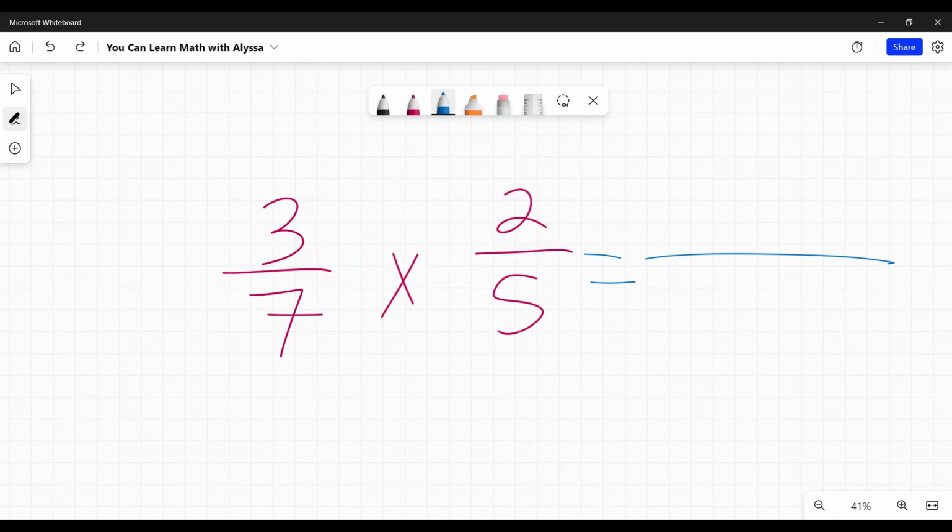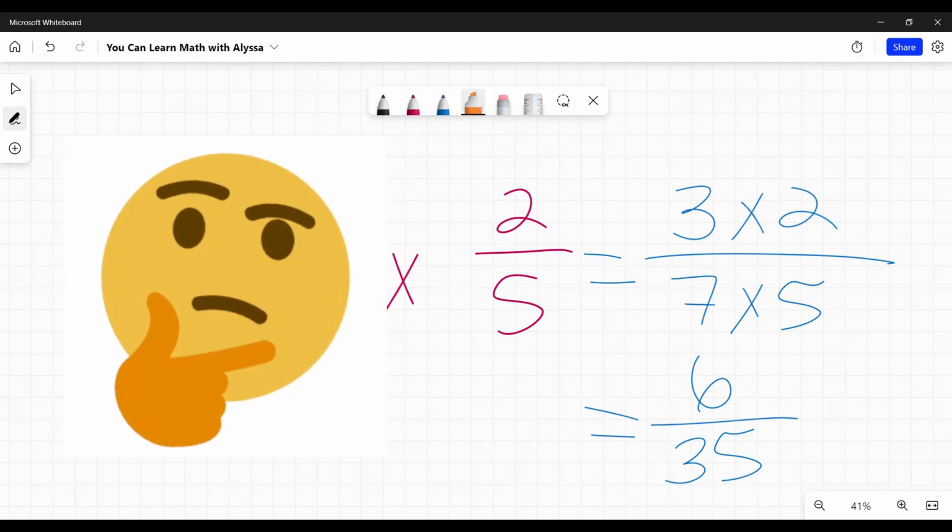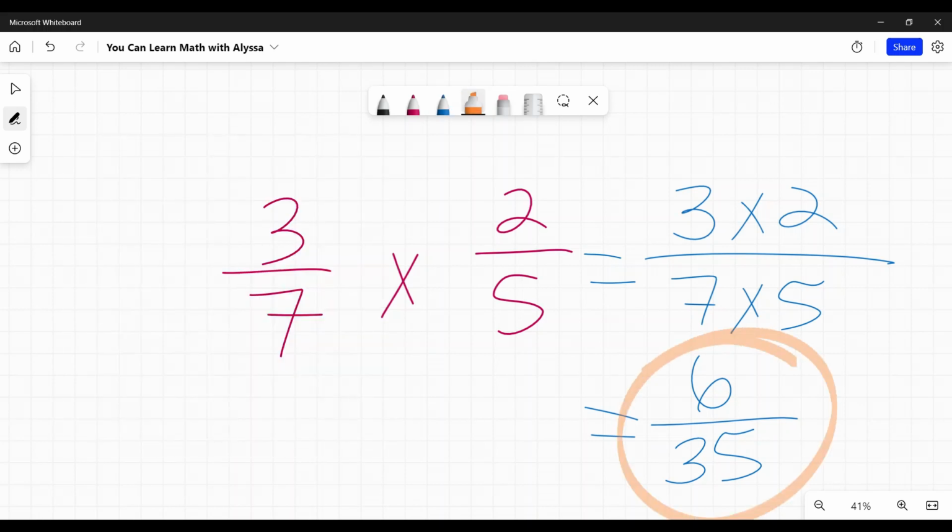But again, the process you're going to do every single time is you're going to multiply the numerators, the numbers on top, and you're going to multiply the denominators, the numbers on the bottom. In this case, 3 times 2 is 6. That's my new numerator. And 7 times 5 is 35. That's my new denominator. And you are always, always, always, do not forget this, you are always going to look at that number and see if it can be simplified further. You are going to get points marked off. You could even get the question marked wrong if you do not simplify. So please do not forget to do that.